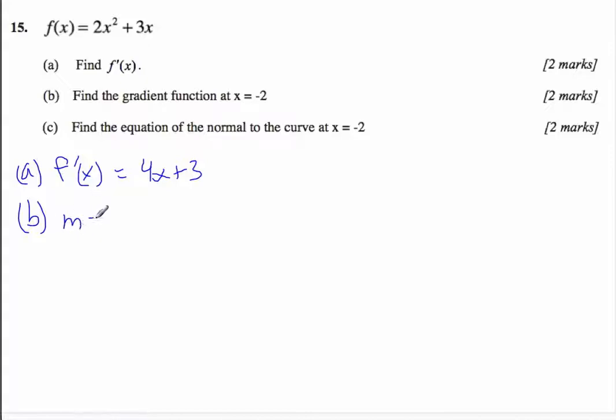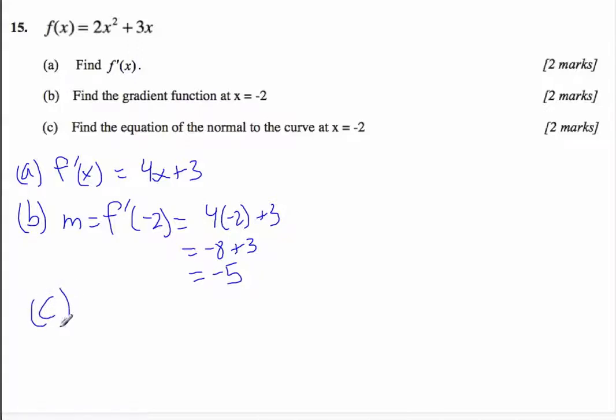So the derivative equals the gradient of a curve. So the slope is going to be equal to the derivative at negative 2, which equals 4 times negative 2 plus 3, which equals negative 8 plus 3, which equals negative 5. Okay, so negative 5 is the slope of the tangent line.